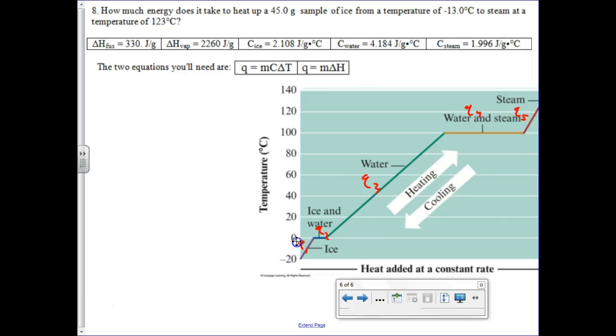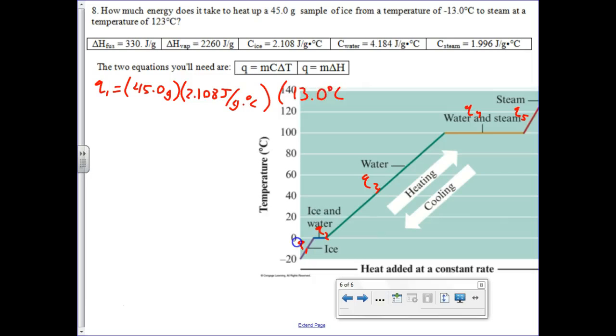So to solve for Q1, I need to use Q equals mcΔT. My mass is 45 grams. My specific heat capacity of ice is 2.108 joules per gram times degrees C. And then last but not least, I have my change in temperature. I'm going from negative 13 up to 0. Final minus initial. So 0 minus negative 13 is a positive 13. My temperature change is 13.